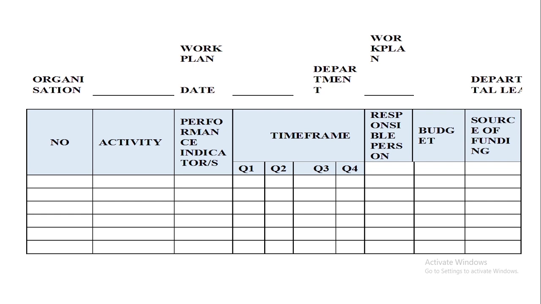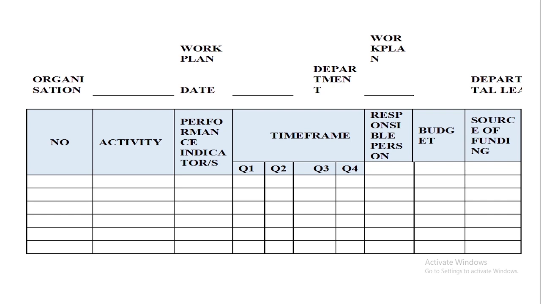So looking at this project work plan 1, you can indicate your organization. This is just a template I came up with. Your organization, the date of the work plan, is it a 2023 work plan? If it's a department, you indicate your department, maybe the Department of Education or Health or any department you're working in, then the department leader. So in column 1, we have the index number, and the activity indicates this is the activity I'm going to be doing. Then the performance indicator for this activity.